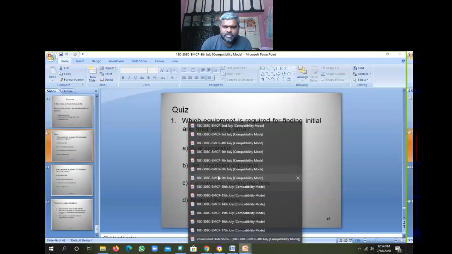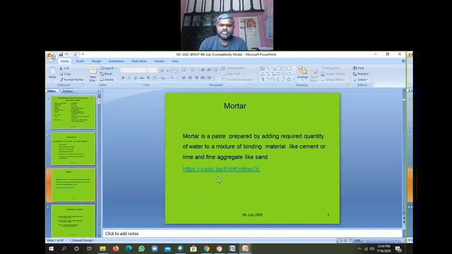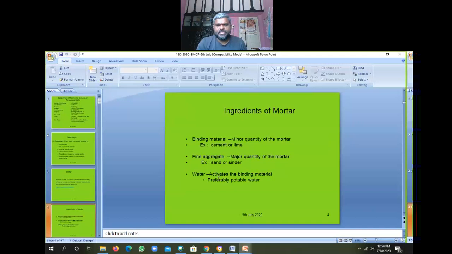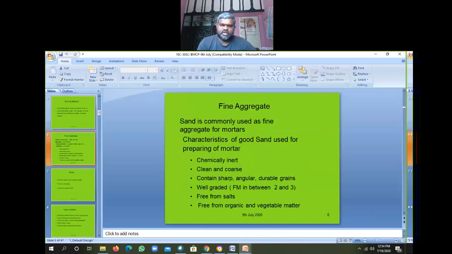we enter into mortars and concretes. Mortar is a paste prepared by adding the required quantity of water to a mixture of binding material like cement or lime and fine aggregate. So the different ingredients are binding material, fine aggregate, and water. Binding material may be cement or lime.